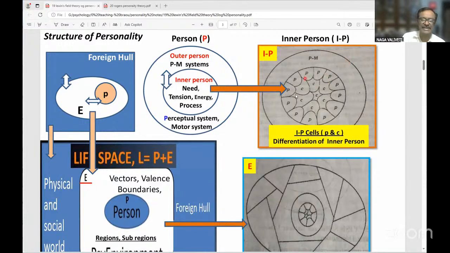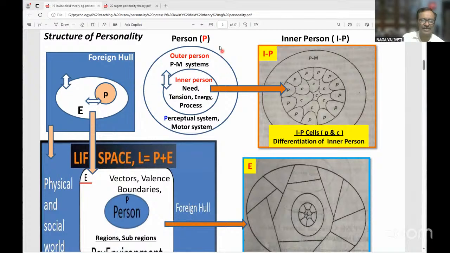The system is arranged within the cognitive picture here. So this is how the inner picture is. There are cells. Please understand them as a person. This inner person is also called IP. Here, for the outer person, there is nothing like that. Generally, we call it the PM system, right? This is called external. Otherwise, we won't use external, but social and physical environment, foreign hull or hull.